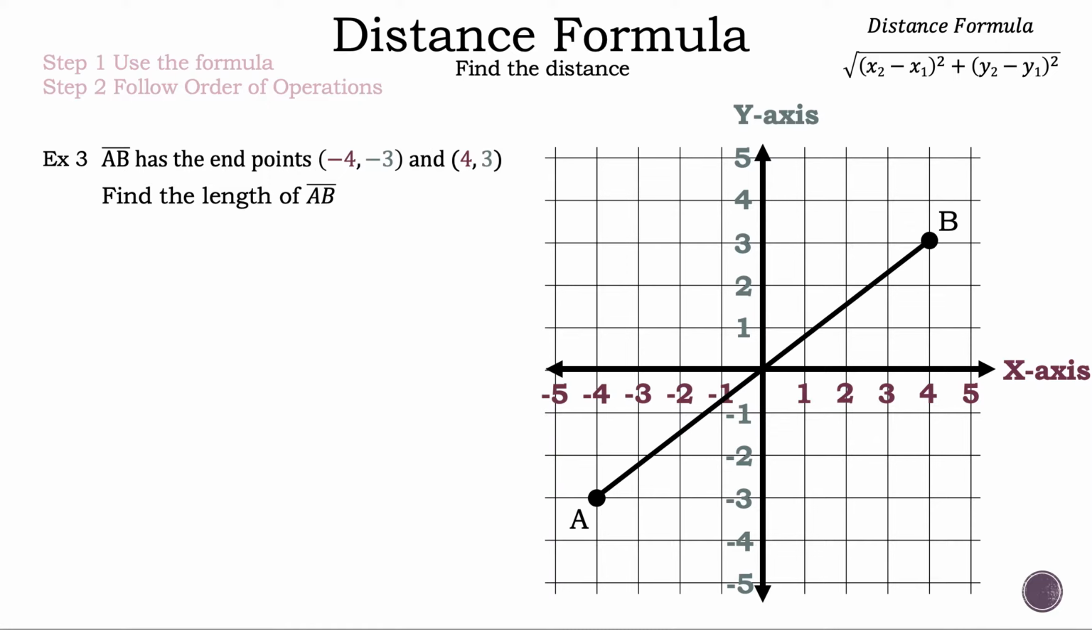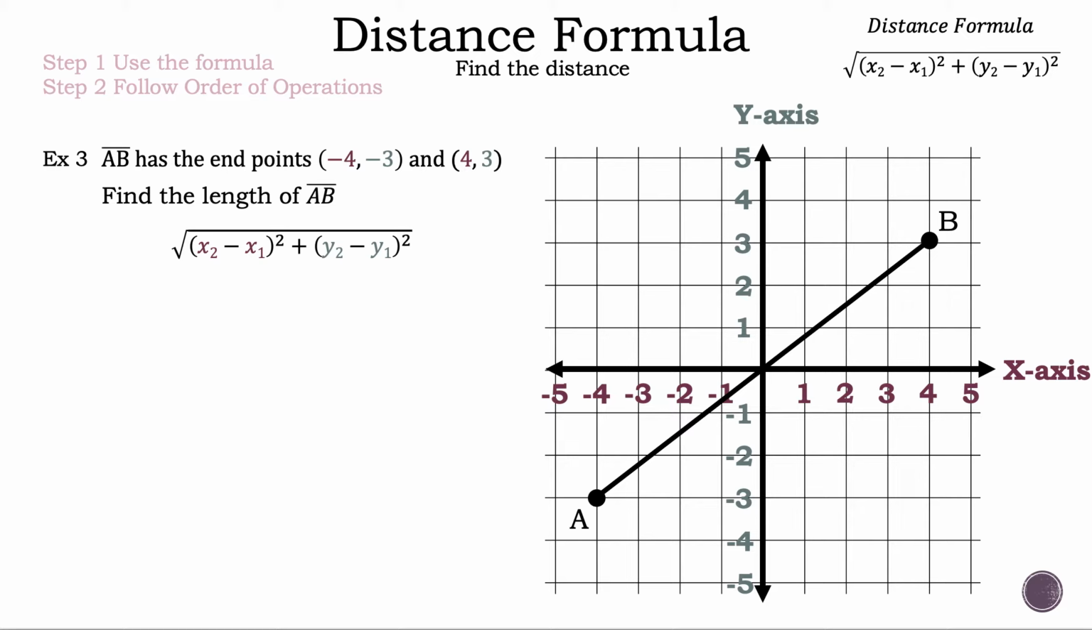Now let's read the question. Segment AB has the endpoints negative 4, negative 3, and 4, 3. Find the length of segment AB. Since segment AB has already been plotted for us, our first step is to go ahead and write down the distance formula. In this case, since our line is diagonal and not vertical and not horizontal, we have to use the distance formula.